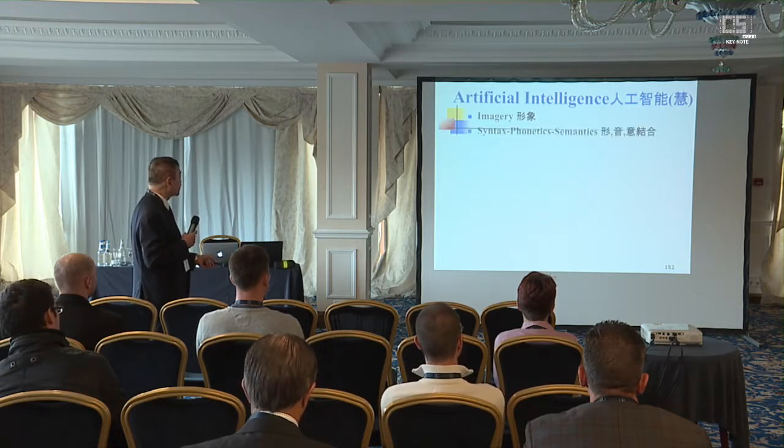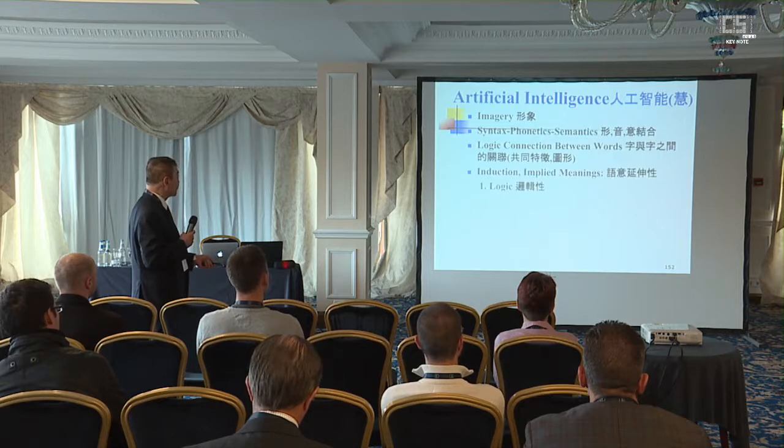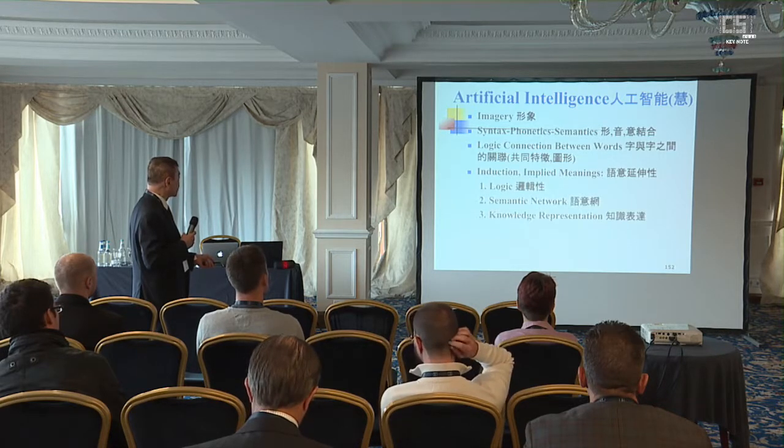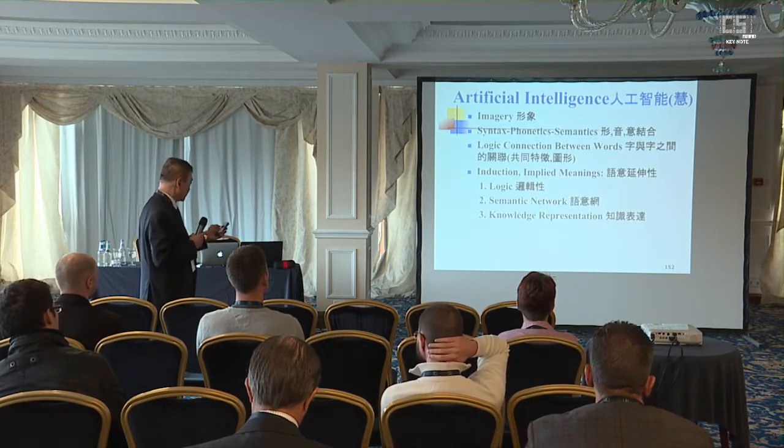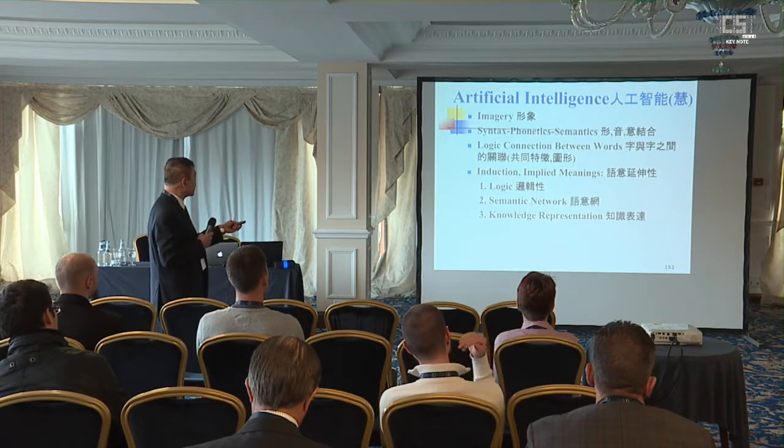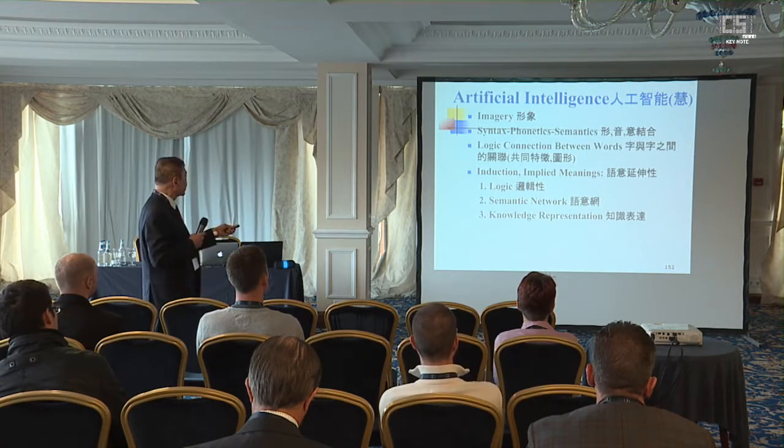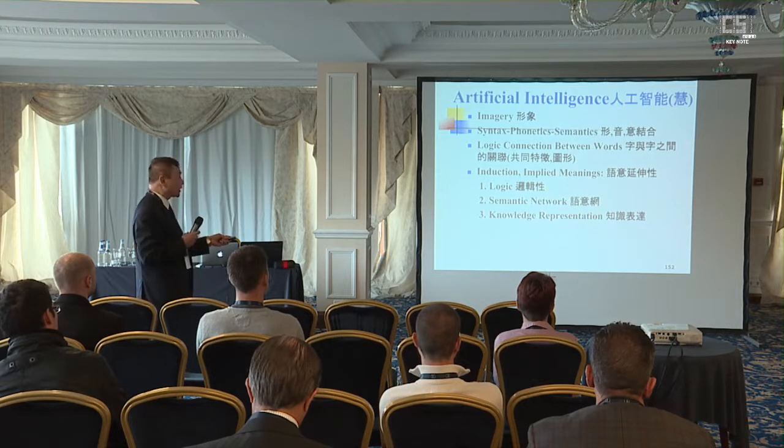Now let's talk more about AI. There are several main properties to be concerned about: first, image, of course, and then syntax, phonetics, semantics, combination, and large connection between them. This is part of natural language, in particular between the words. It also has induction and implied meanings. That's very important. It's logic, semantic network, and knowledge representation.